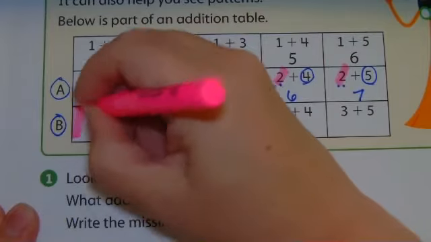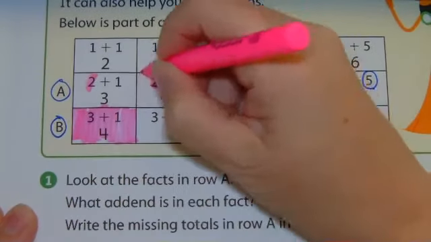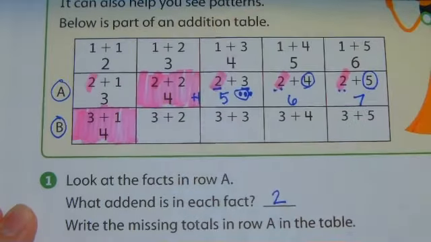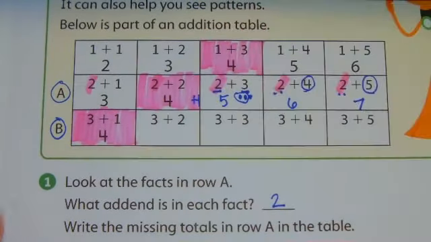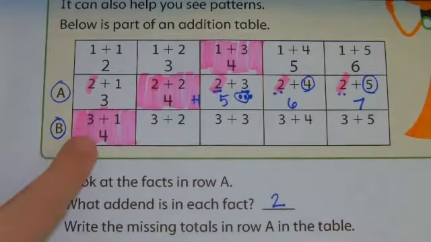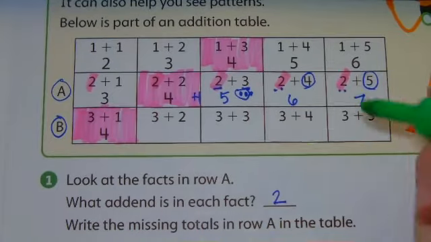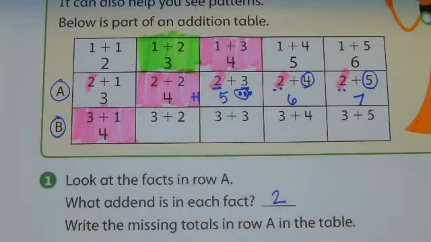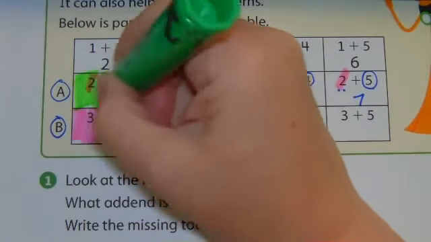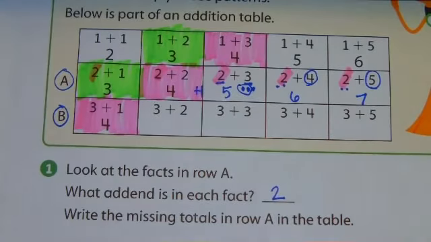Before we answer, let's color, get a pink crayon out. 3 plus 1 equals 4. 2 plus 2 equals 4. 1 plus 3 equals 4. Those are all combinations of 4. Let's look at this one. We'll use green. 1 plus 2 equals 3. 2 plus 1 equals 3.